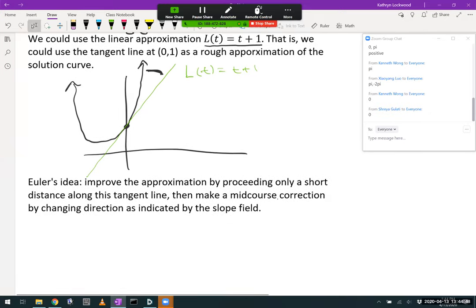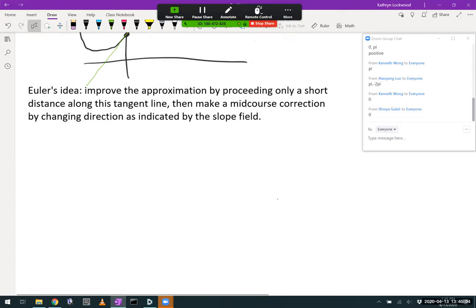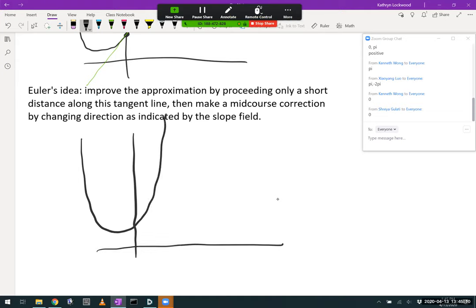Euler's idea is to take this and improve on it by going just a little ways along the tangent line and then stopping and correcting and changing your direction once again according to the slope field. Right, so let me redraw the picture here. Again, I'm including the sketch of the solution, so I have something to look at, but usually we wouldn't know. Yes, a lot like the Taylor's equation, where you're going in little steps. Yeah.